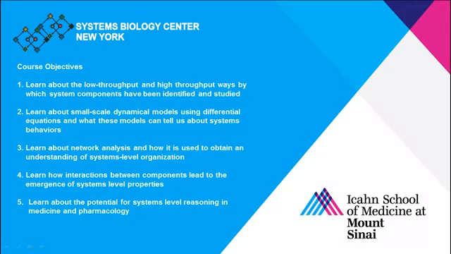One, learn about low throughput and high throughput ways by which systems components have been identified and studied. Two, learn about small scale dynamical models using differential equations and what these models can tell us about systems behavior. Three, learn about network analysis and how it can be used to obtain an understanding of systems level organization. Four, learn how interaction between components leads to the emergence of systems level properties. And five, learn about the potential for systems level reasoning in medicine and pharmacology.